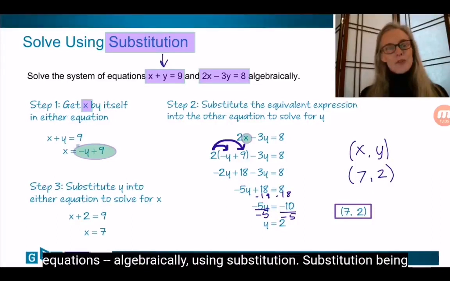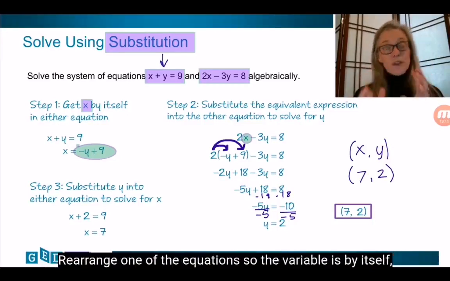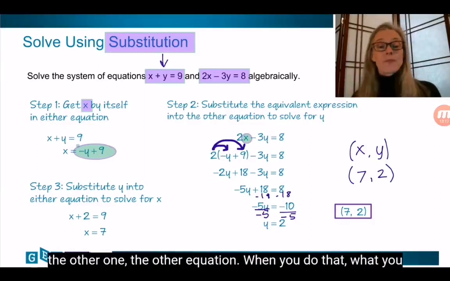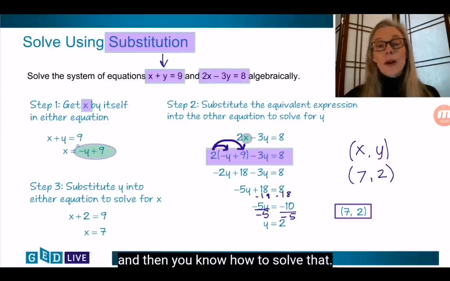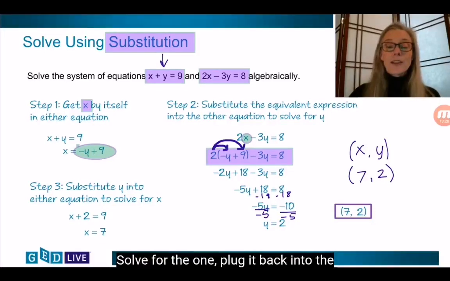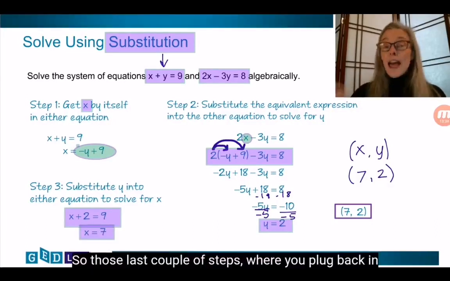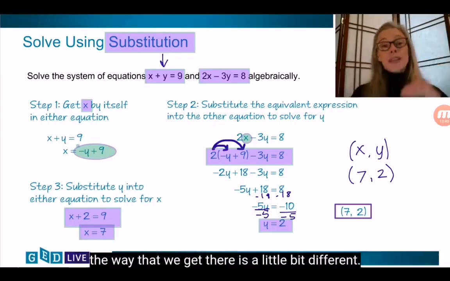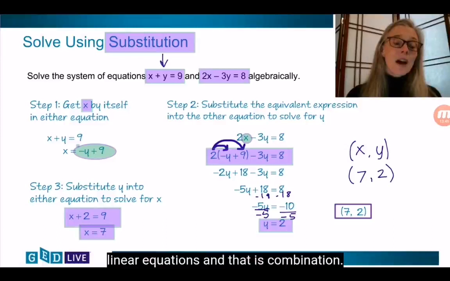Algebraically using substitution. Substitution being where we first get one of the variables by itself. Isolate, rearrange one of the equations so that a variable is by itself, then take that expression for the variable and plug it into the other equation. When you do that, what you wind up getting is an equation that just has one variable, and then you know how to solve that. Solve for the one, plug it back into the other equation to get the other. So those last couple of steps where you plug back in to get the other variable are going to be the same, but the way that we get there is a little bit different when we use the other method for solving a system of linear equations, and that is combination.